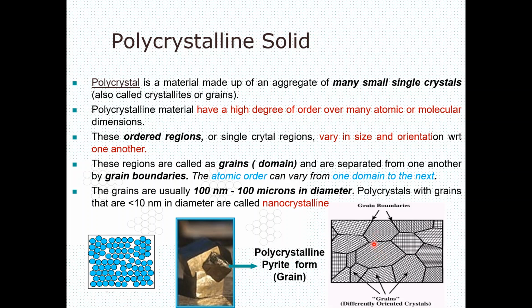And a polycrystal with grains smaller than 10 nanometers in diameter is called nanocrystalline. So we have grain boundaries, and grains or domains with a size in the range of 100 nanometers to 100 micrometers. And if we have crystals with a dimension smaller than 10 nanometers in diameter, we call that nanocrystalline. You have to remember that.